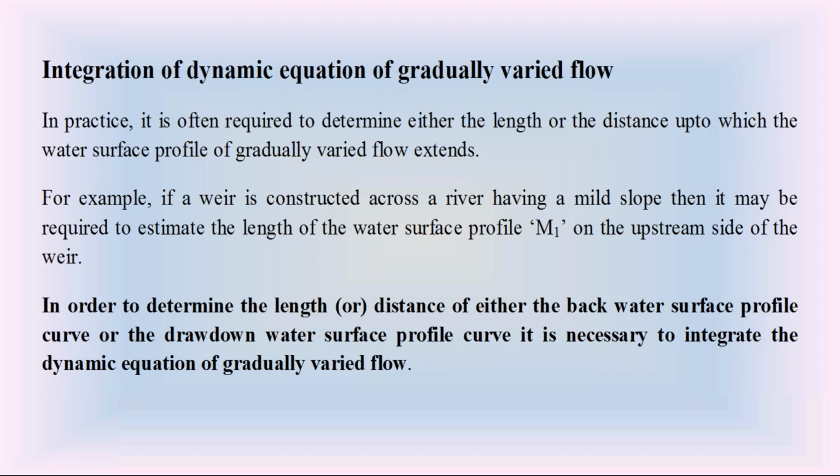So when the water surface profile is a backwater surface profile, it means the slope is positive. If the water surface increases in the downward direction, it is called a backwater curve, and the slope is positive. A drawdown curve means the water surface is falling, the slope is negative. It is called a drawdown curve.